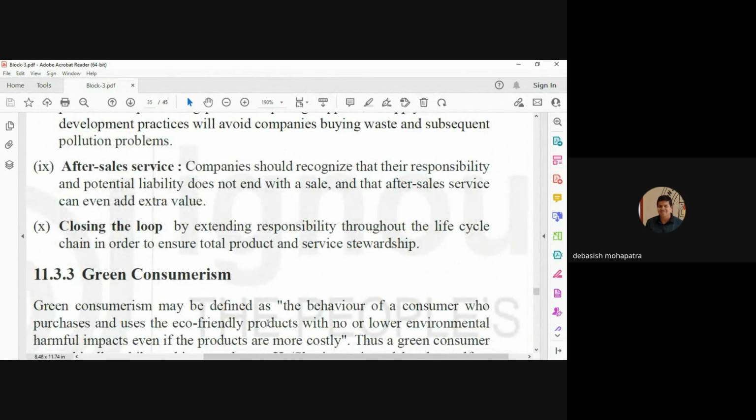After-sale services. Companies should recognize that their responsibility and potential liability do not end with the sale, and that after-sale services can even add extra value, closing the loop by extending responsibility through the life cycle in order to ensure total production and service stewardship.